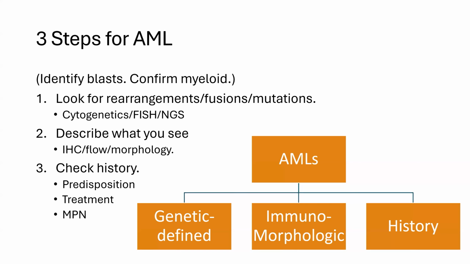We can use this order of steps because the rearrangements, fusions and mutations that are defining in the WHO are all mutually exclusive. If you find one, then you will not find another. Second of all, the immunomorphologic grouping of acute myeloid leukemias are only available if you either don't find characteristic cytogenetic or FISH mutations or fusions, or if you happen to be in an area where you don't have access to those more advanced studies.